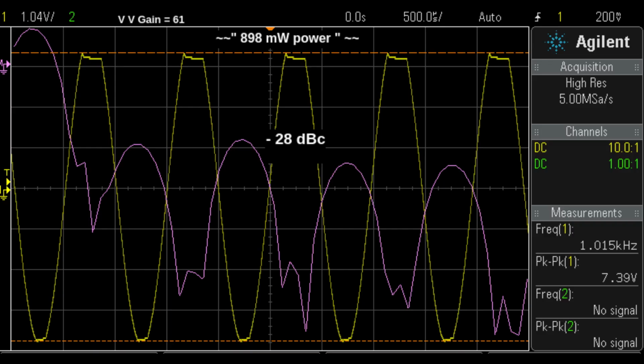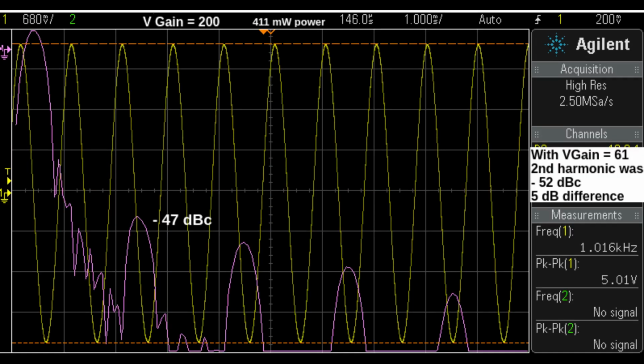Let's show a couple of bonus slides. We are back to 5 volts peak to peak again. This time I put an audio cap between pins 1 and 8 of the LM386 to give a voltage gain of 200. Recall that the second harmonic was minus 52 dBc for a voltage gain of 61. Now, with a voltage gain of 200, the second harmonic is 5 dB worse. Increasing the voltage gain to 200 worsens headroom and also potentially increases noise, as discussed earlier.